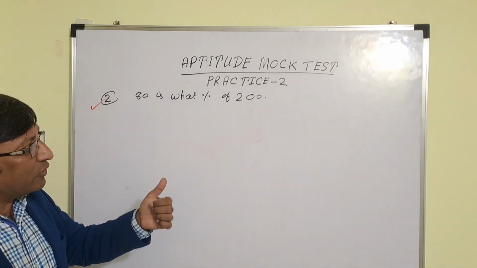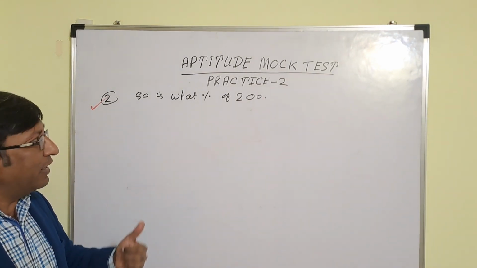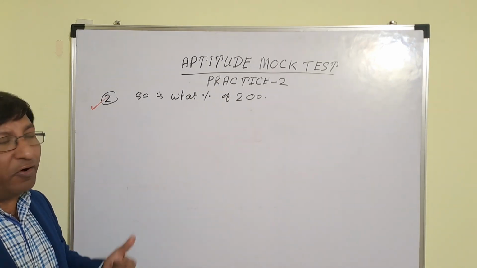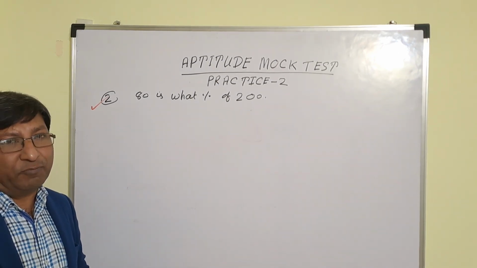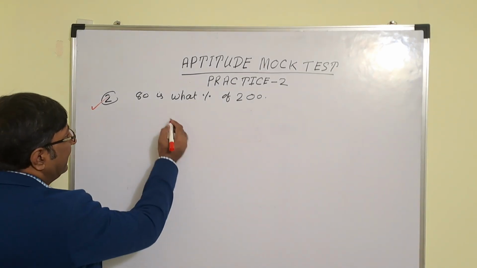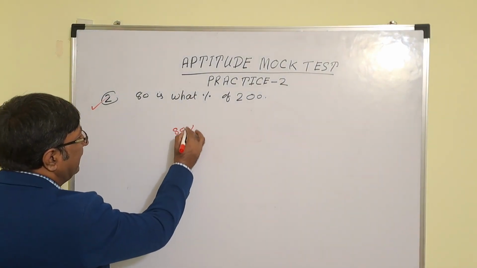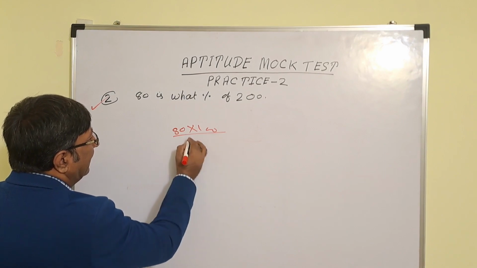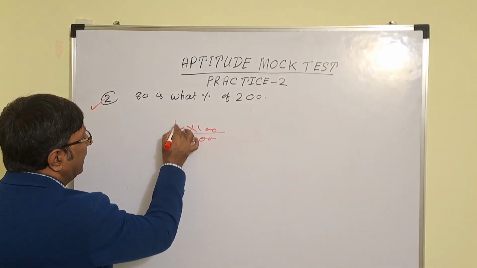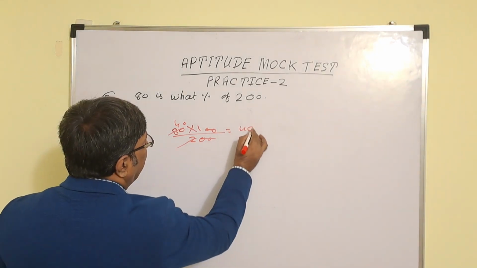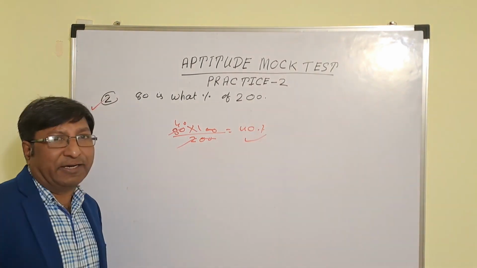So, the zeros of 100 and 200 cancel. Now 80 by 2, that is 40. So our correct answer is what? 40%. Okay. So you can see here 80 into 100 and divided by 200. This cancels, you will get 40. So 40% is the correct answer.